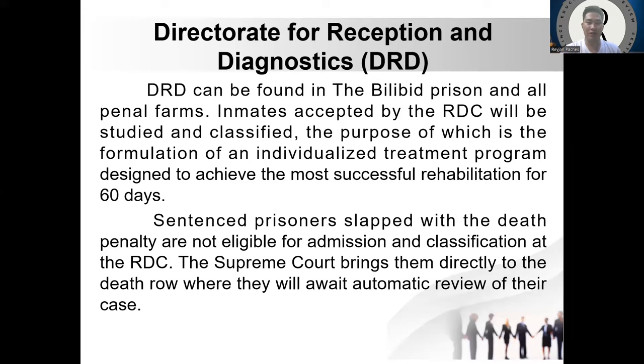Sentenced prisoners slapped with a death penalty are not eligible for admission and classification at the RDC. The Supreme Court brings them directly to the death row where they will await automatic review of their cases. Again, those with the death penalty class, they are not eligible, so they do not go through the DRD. Automatically, the Supreme Court puts them in death row, those who will be executed, because their case is under the automatic review of the Supreme Court.